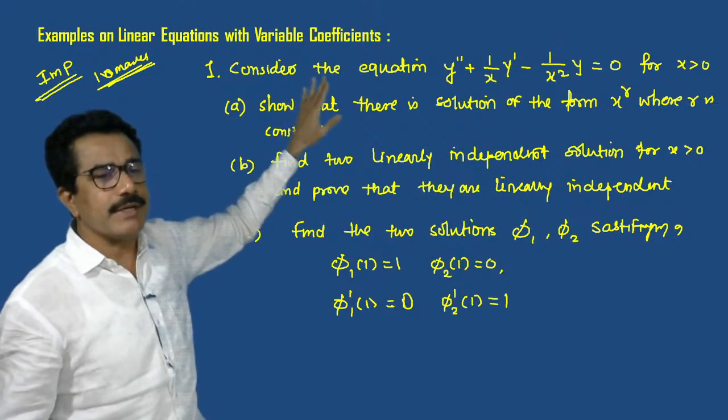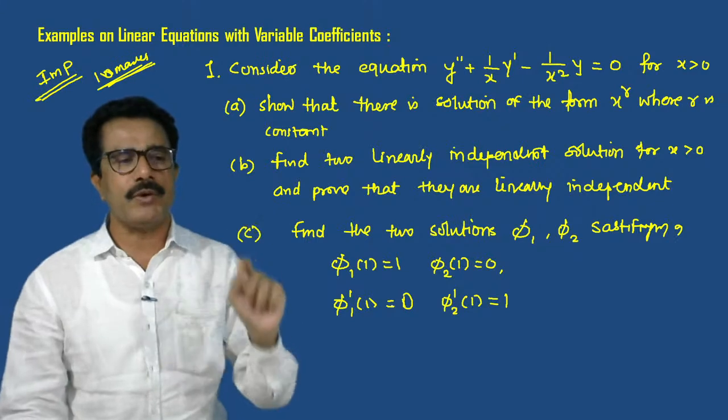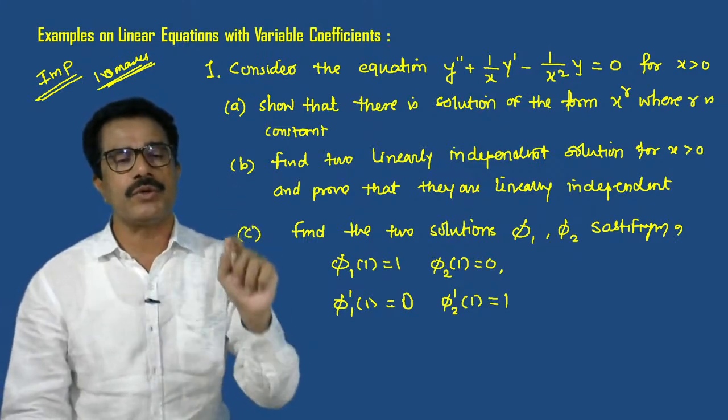So consider the equation y double dash plus 1 upon x into y dash minus 1 upon x square into y is equal to 0.